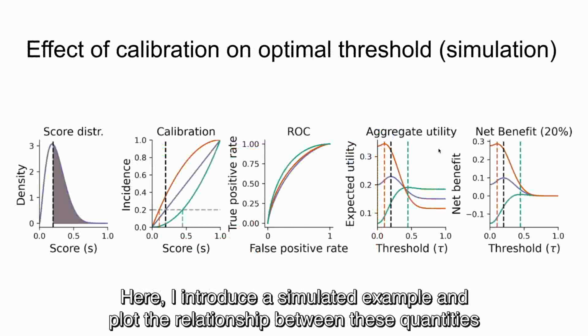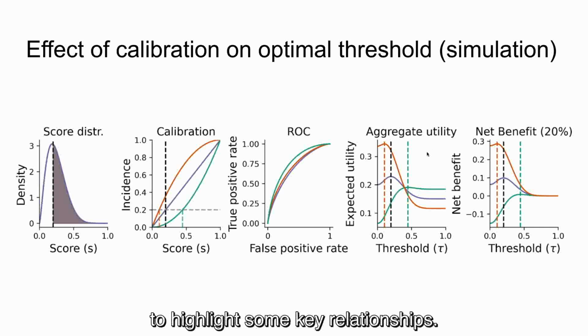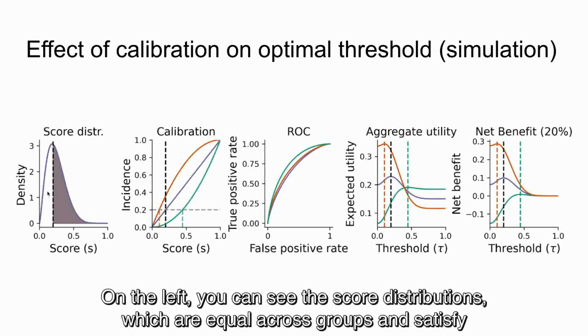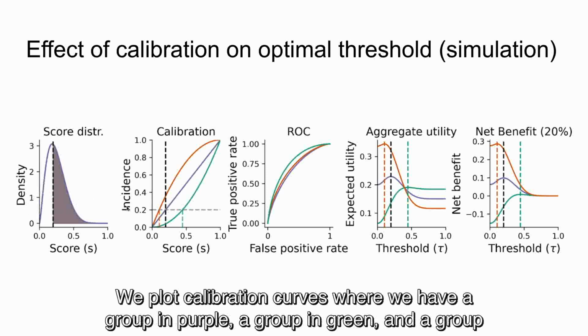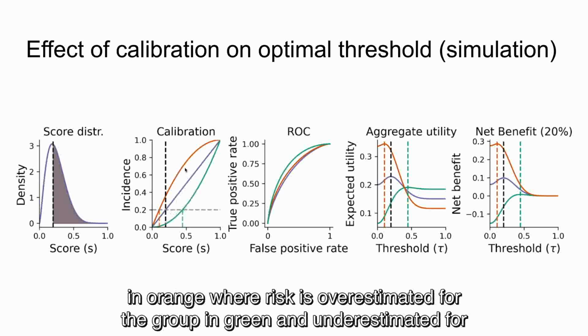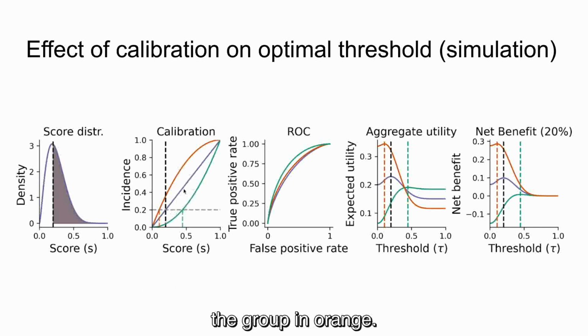So here I introduce a simulated example and plot the relationship between some quantities to highlight some key relationships. On the left, you can see the score distributions, which are equal across groups and satisfy the fairness criterion of demographic parity. We plot calibration curves where we have a group in purple, a group in green, and a group in orange, where risk is overestimated for the group in green and underestimated for the group in orange.